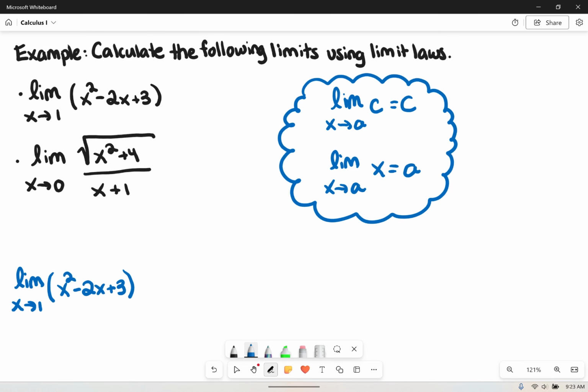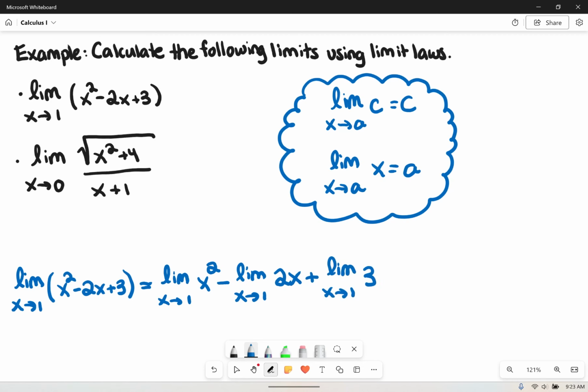Starting with the limit as x approaches 1 of x squared minus 2x plus 3, we can break this up at the subtraction and addition using our first two limit laws to get that the limit as x approaches 1 of x squared minus 2x plus 3 equals the limit as x approaches 1 of x squared minus the limit as x approaches 1 of 2x plus the limit as x approaches 1 of 3.